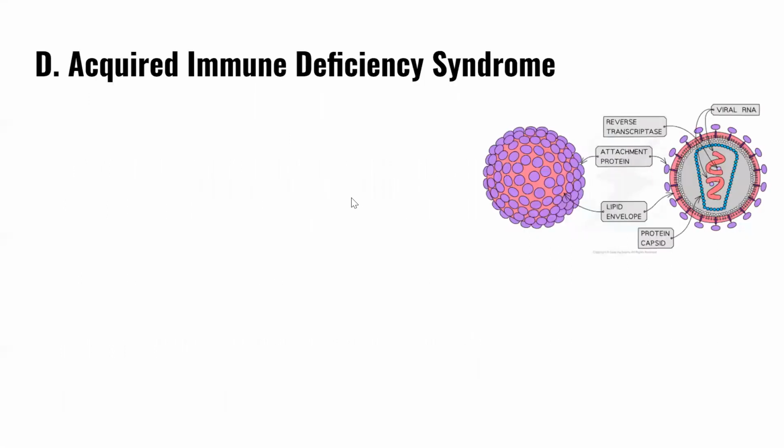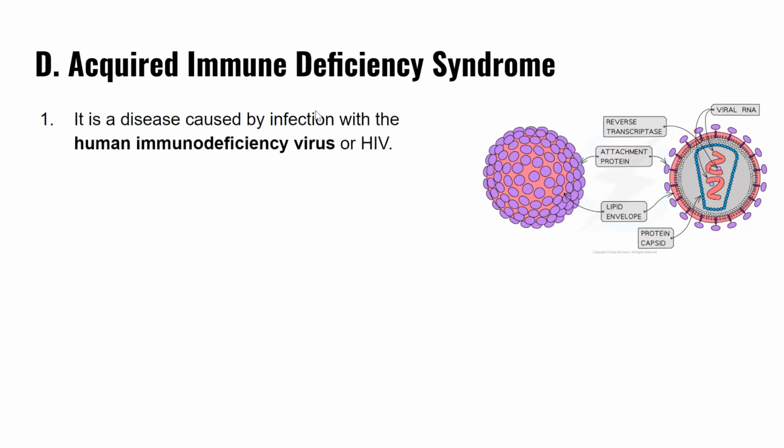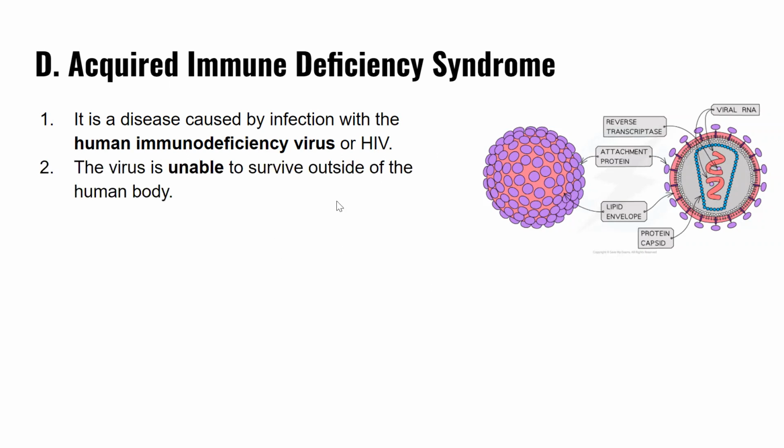Bell has rung, so I'll just quickly take you through the AIDS and HIV slide. So AIDS full form is Acquired Immune Deficiency Syndrome. This is caused by the HIV virus, human immunodeficiency virus. This virus is unable to survive outside the human body. So they're always looking for human hosts.